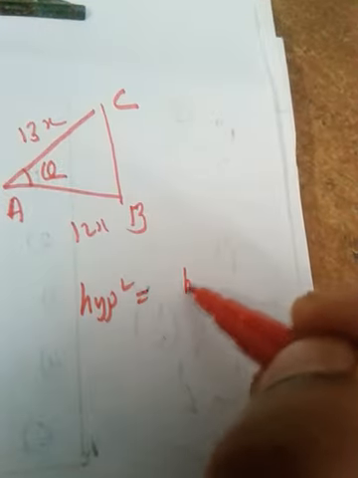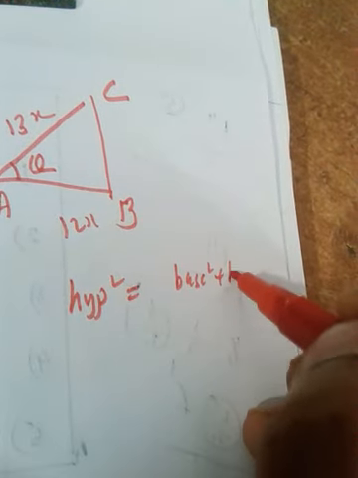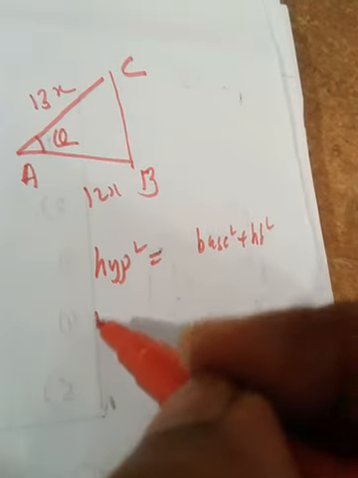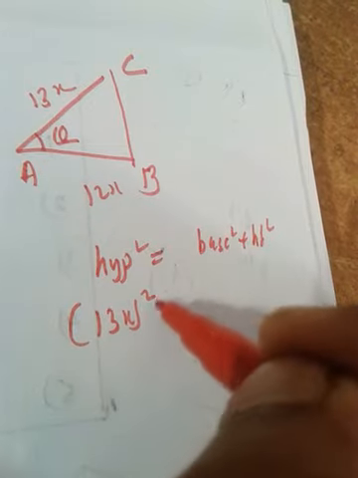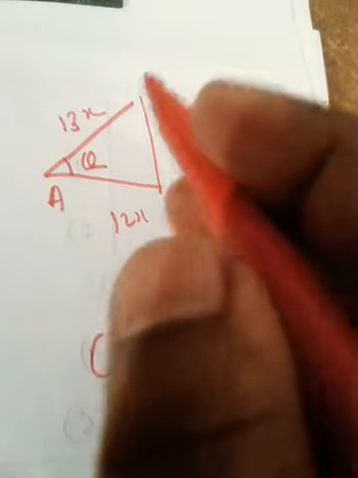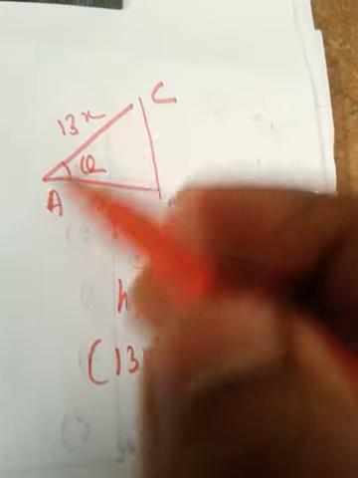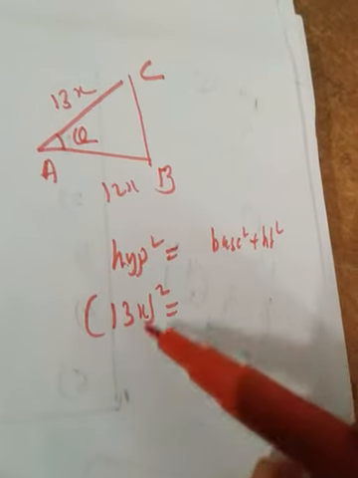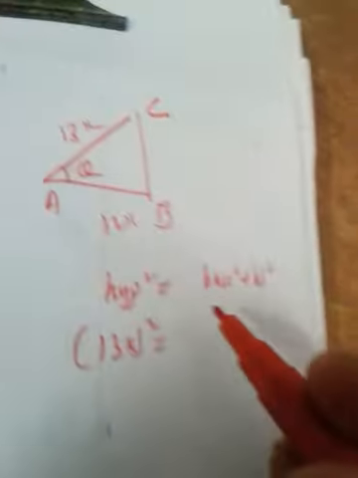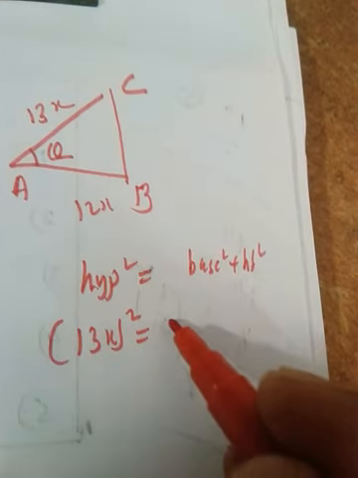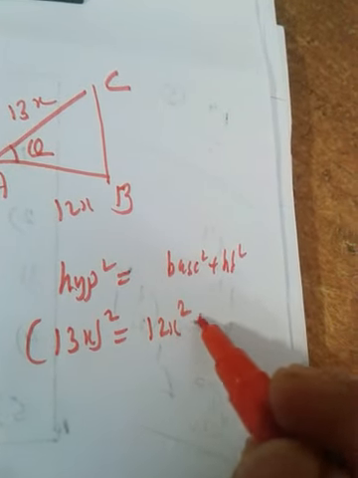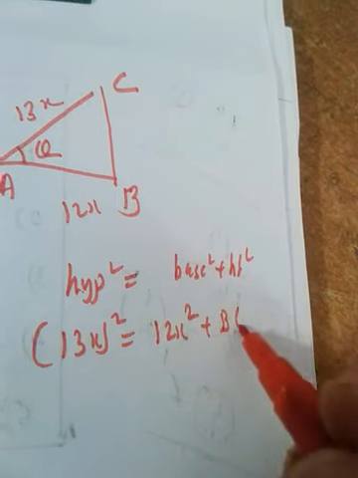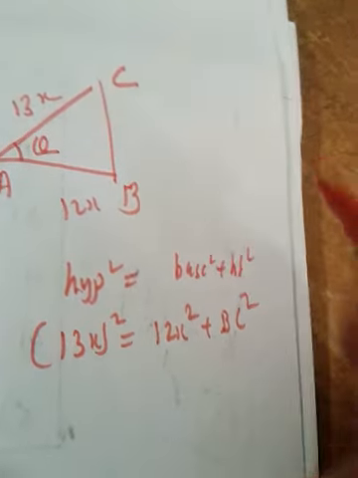Hypotenuse square is equal to base square plus height square, and hypotenuse is 13x, so 13x square is equal to base square, base is 12x. Because here in this question, we got the value of hypotenuse as 13x, so replace the hypotenuse by 13x square. Okay, then base square, it is given as 12x, so 12x square. Then height square I don't know, so let it be BC square itself.